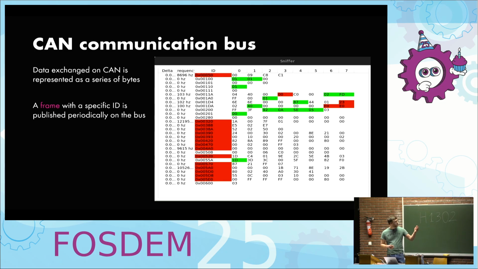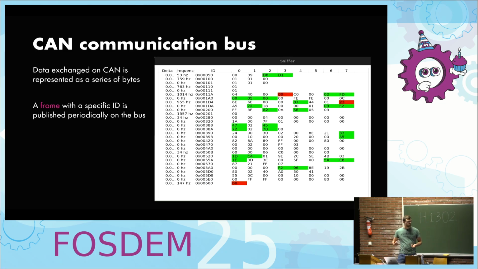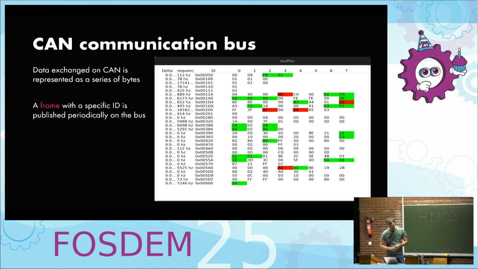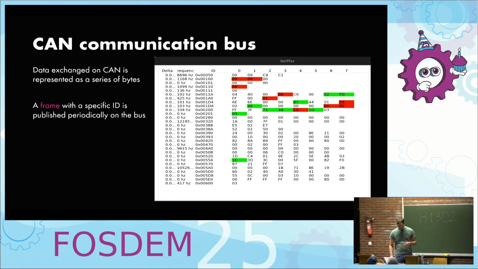When the color is changing, it means that something happened. So if you pull the handbrake, you will have some bits changing somewhere, and you have to find which frame is linked to what and which value means what. The main idea is that you have these frames emitted periodically on the bus.